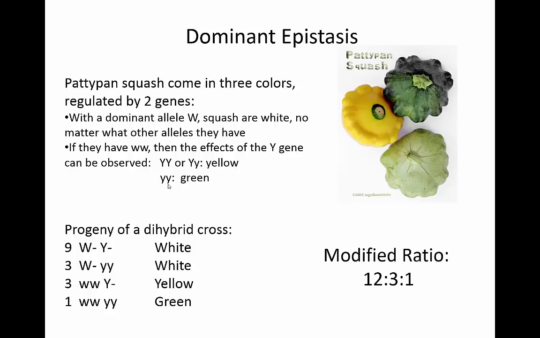So the way this is going to look, I'm going to write out the results of a dihybrid cross, 9:3:3:1. As long as you have big W, you're going to be white. So those two are going to be combined together. If you have little w, then the Y gene shows its phenotype, and so big Y would be yellow and little y would be green. That modified ratio is going to be 12 to 3 to 1, where the white is the combined class.